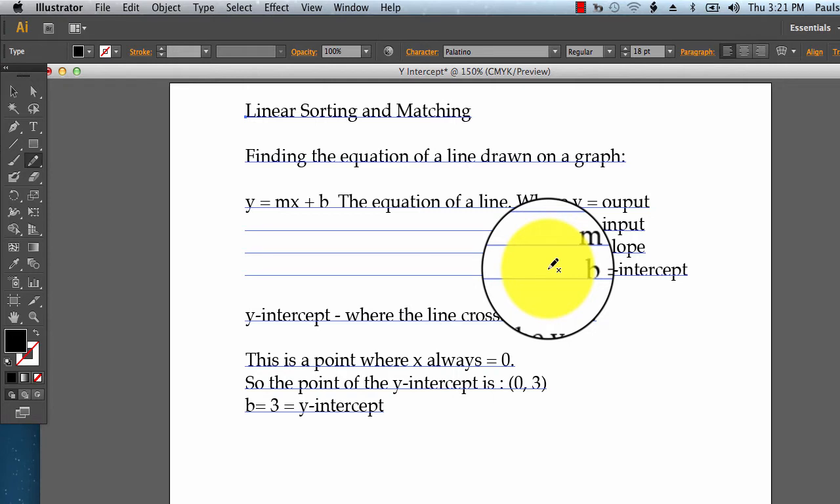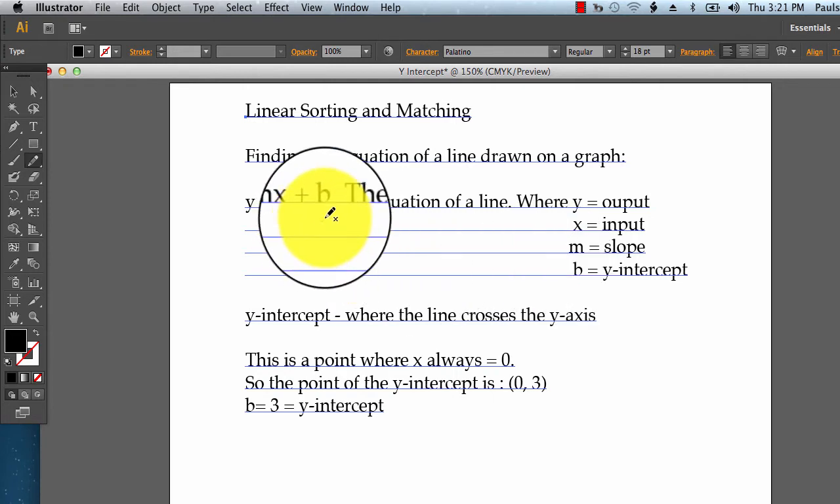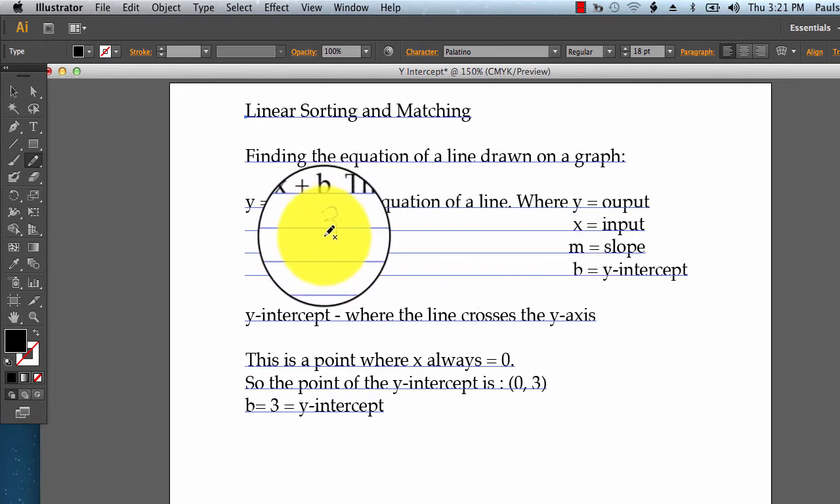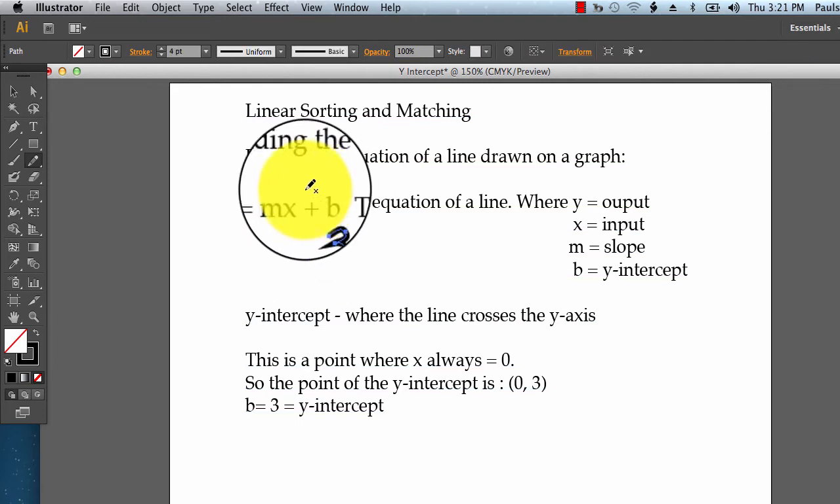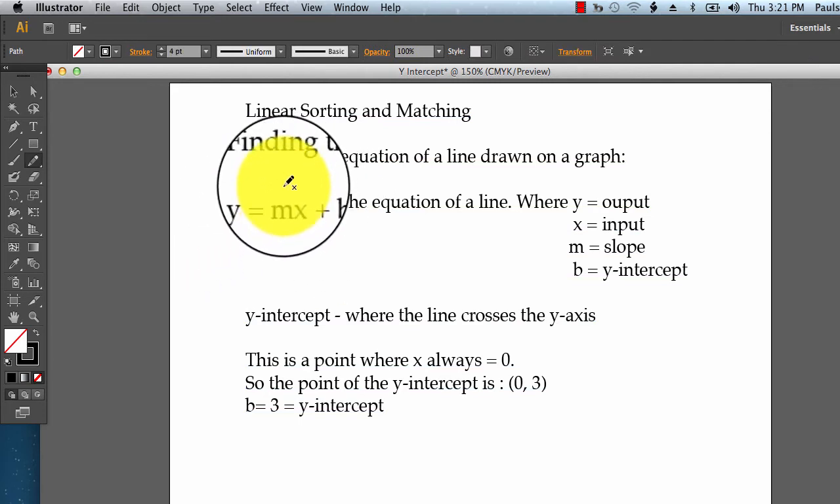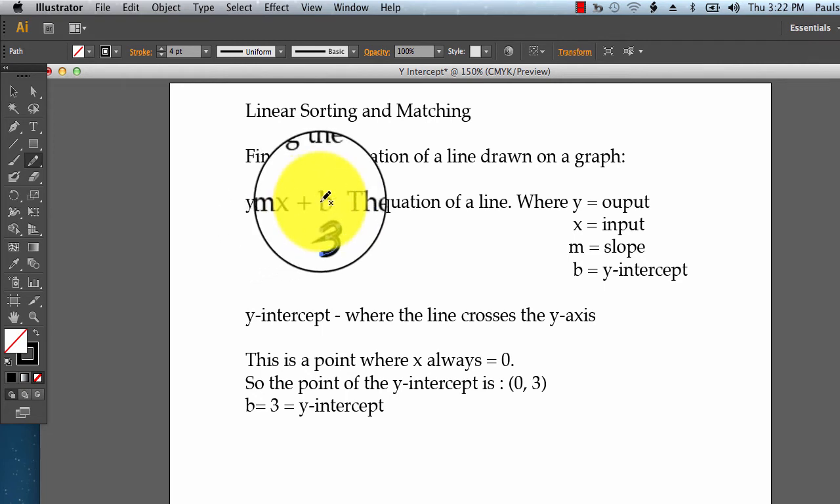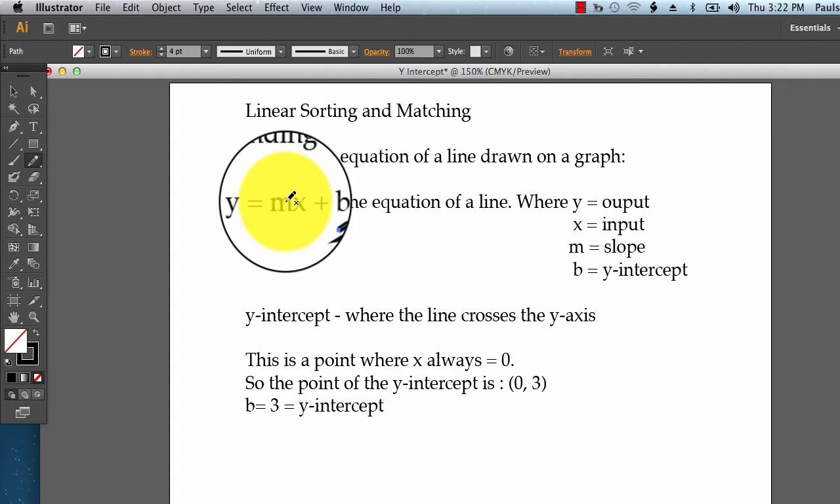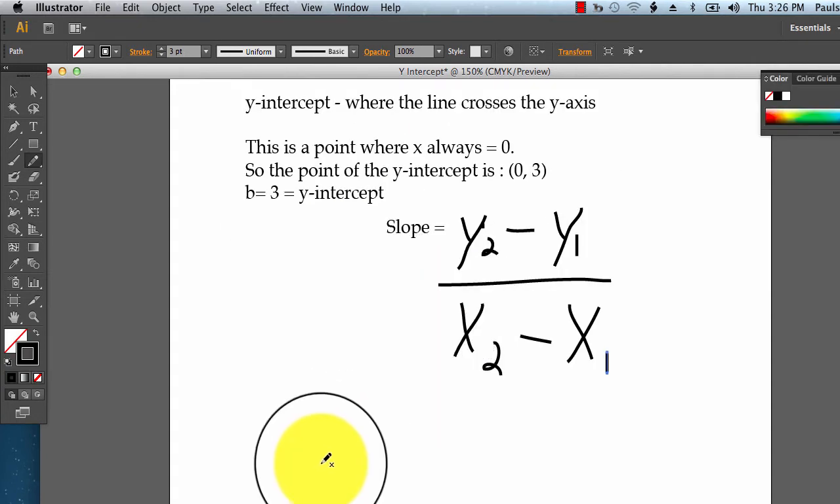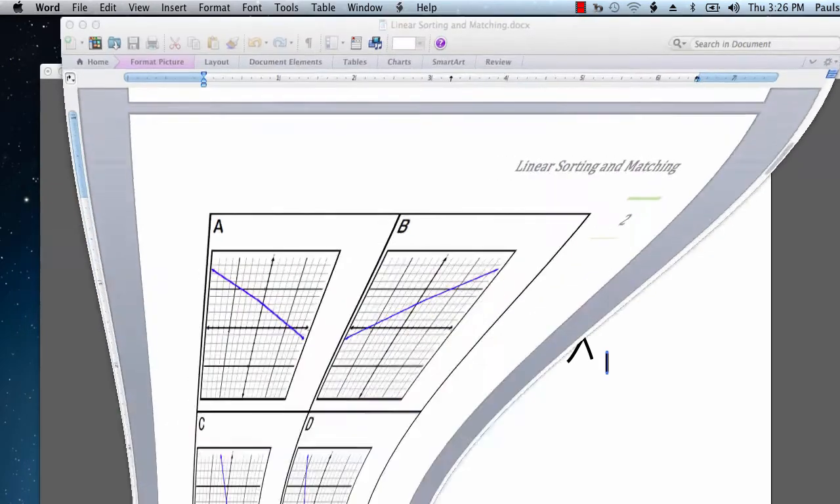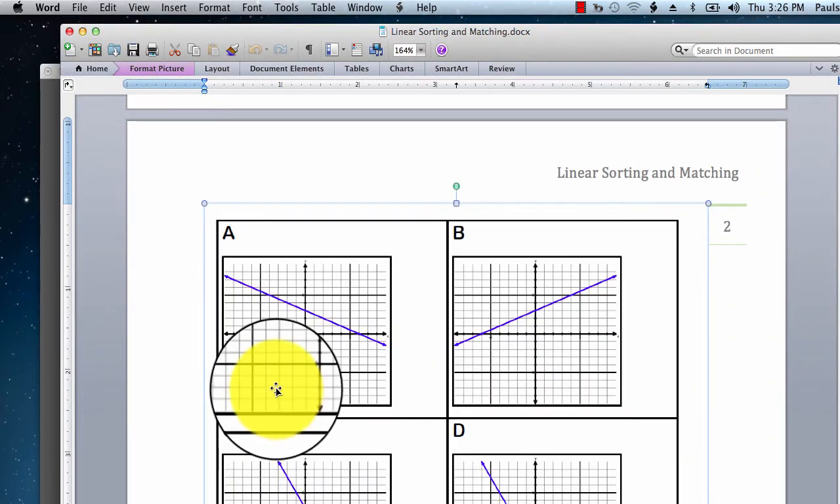Let me think about this. Where should I put it? b equals 3. So we have a value now for b. Slowly we're going to plug in the rest, not all of these values, just slope is next. To find the equation of a line, all we need to do is find the y-intercept, which is b, and then find the slope. Let's talk about how you can figure out slope just by looking at the graph.